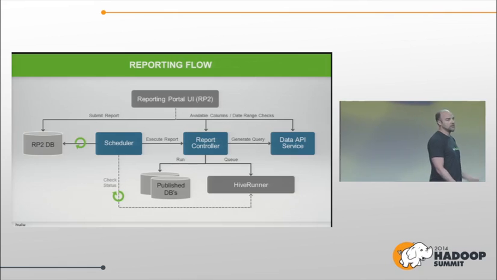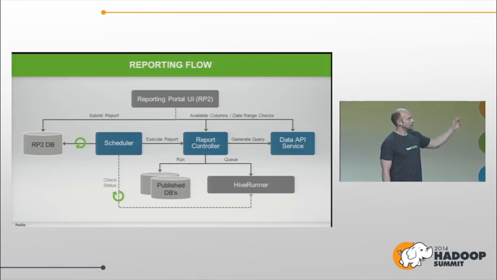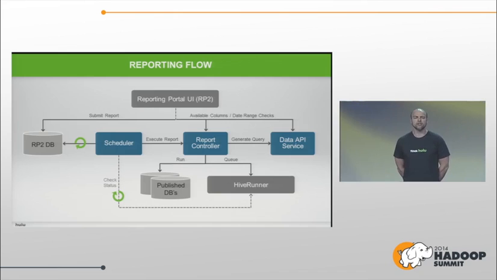So we have those disconnected just in case. We can take either one of them down and they don't hurt each other, so that's nice. And then we have this report controller that the scheduler uses to execute the queries, the reports that it needs to execute. And one of the services it's using is this data API service.